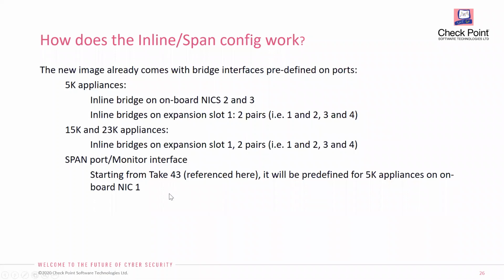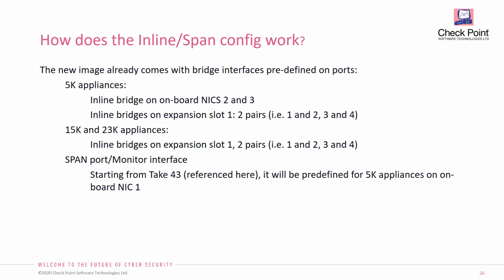And then as far as the interface config on the appliance, how does that work? So VOR, it's a little bit different on the appliances, but interface 1 on the onboard, ETH1, is automatically set as span monitor. And then bays 1 and 2 are set as inline. So on the embedded interfaces, ETH1 is going to be monitor, ETH2 and 3 are going to be a bridge pair.